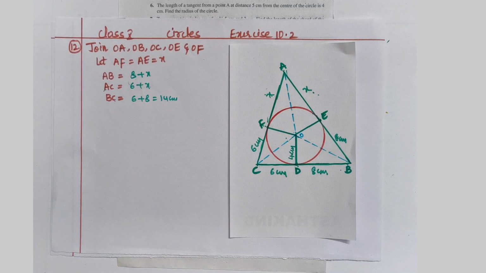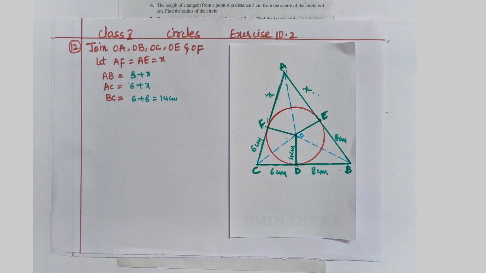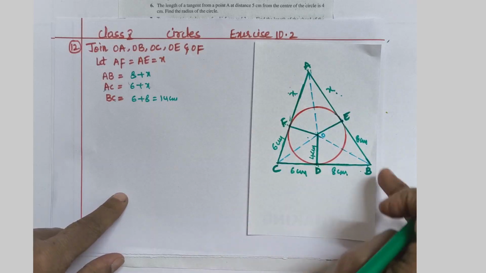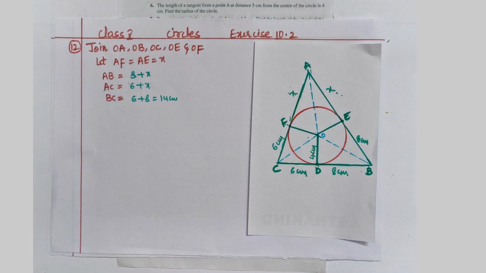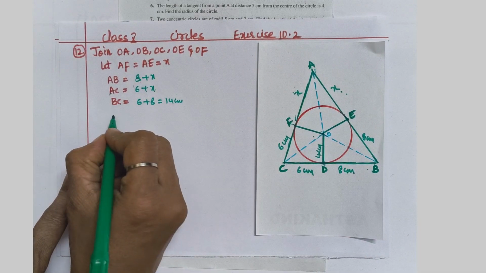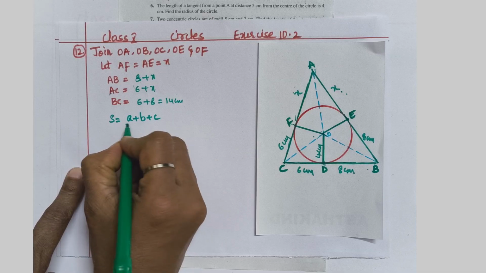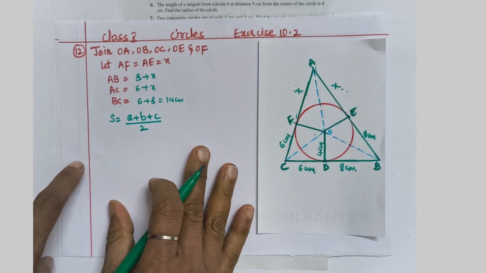Keep that one side. First, we will find the area of the full triangle. For finding the full triangle area, I will use Heron's formula. You already learnt Heron's formula in 9th standard, so we will use that formula. First we will find s. s is equal to (a plus b plus c) by 2.